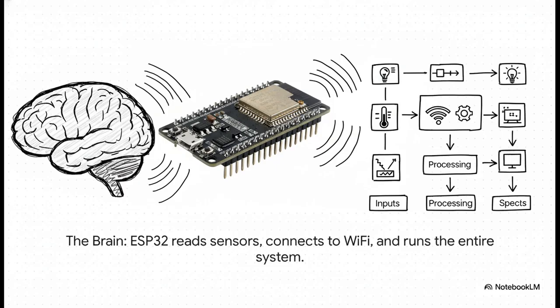So let's zoom in on the brain, the ESP32. On the left, you see the actual physical chip, but on the right, you see a functional diagram that explains its exact role in this project, its inputs, its outputs, what it's processing. This level of detail for every single component is what makes your documentation so clear and easy to reproduce.